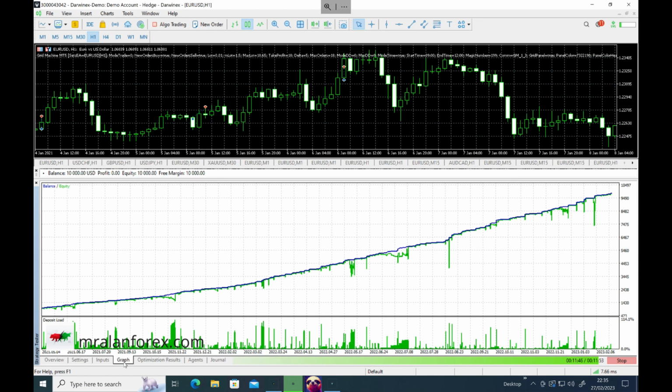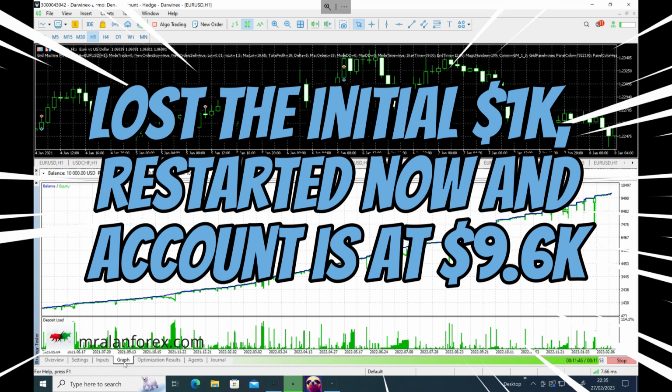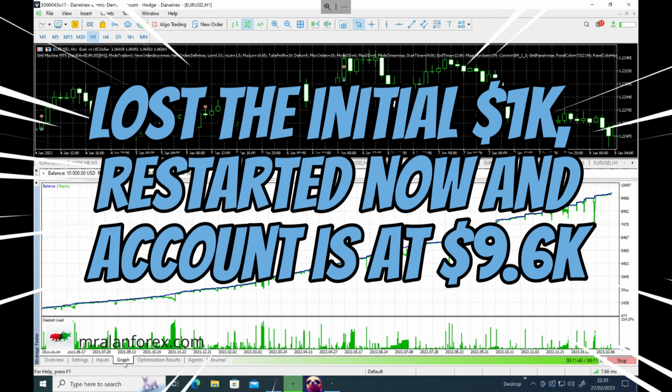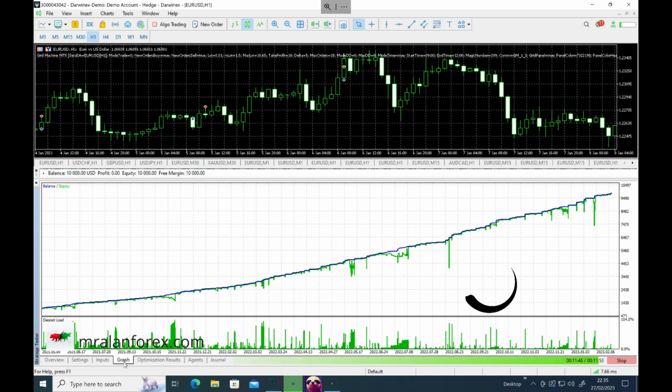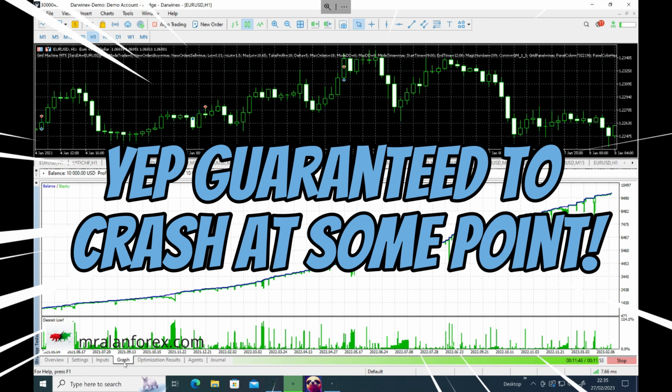And that's it. It reaches the end of the backtest in February 2023, present date. And after the initial 1K loss and restart, is now at over 9.6K. You can see the drawdowns, they can be quite large, and I definitely would not recommend this style of trading to anyone due to its high risk nature and the 100% chance to lose your deposit at some stage.